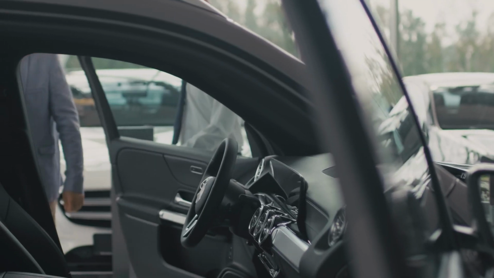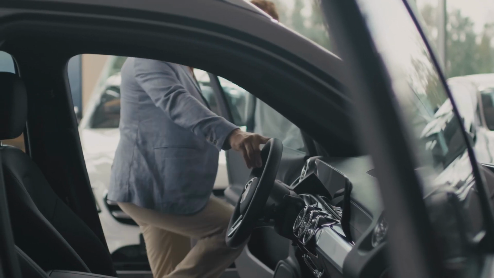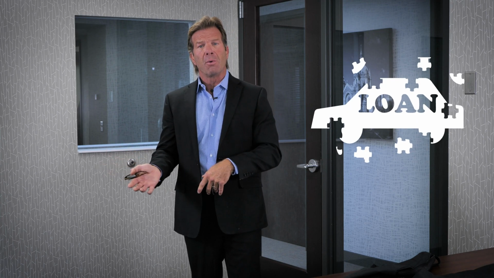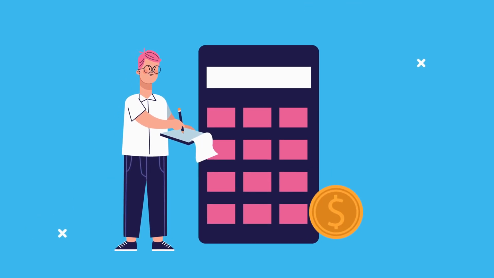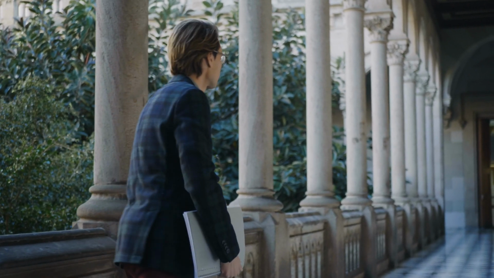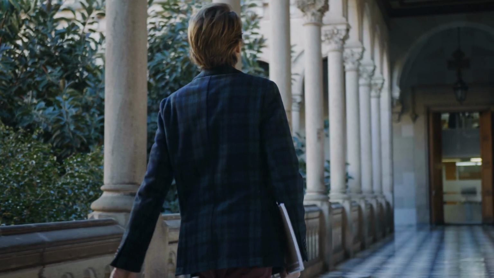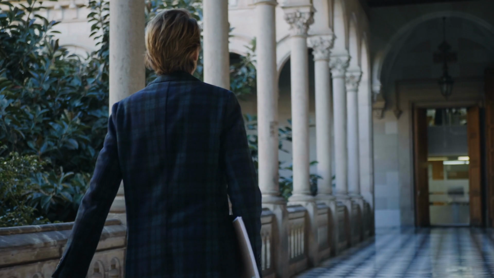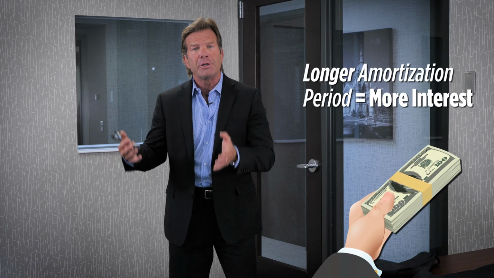So here's another simple example so you can understand this. You buy a car, you get a car loan, and they say, well, how long of a car loan do you want? That question of how long of a car loan do you want is the same as how long should we amortize this loan? Now, here's what you need to understand. Why do you think a lender loves a longer amortization? Because they're going to collect more interest.